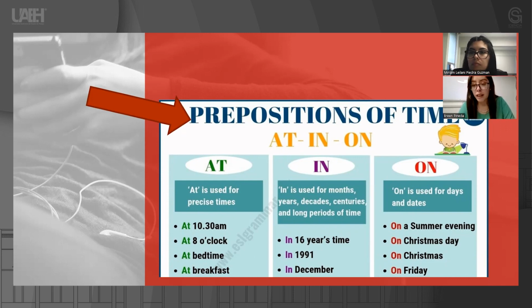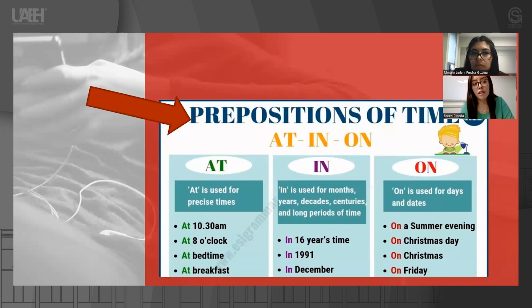The last one, the preposition on. We're going to use on to talk about days and dates. For example, on a summer evening, on Christmas Day, on Christmas, on Friday. These are the examples. These are the usages for each preposition.